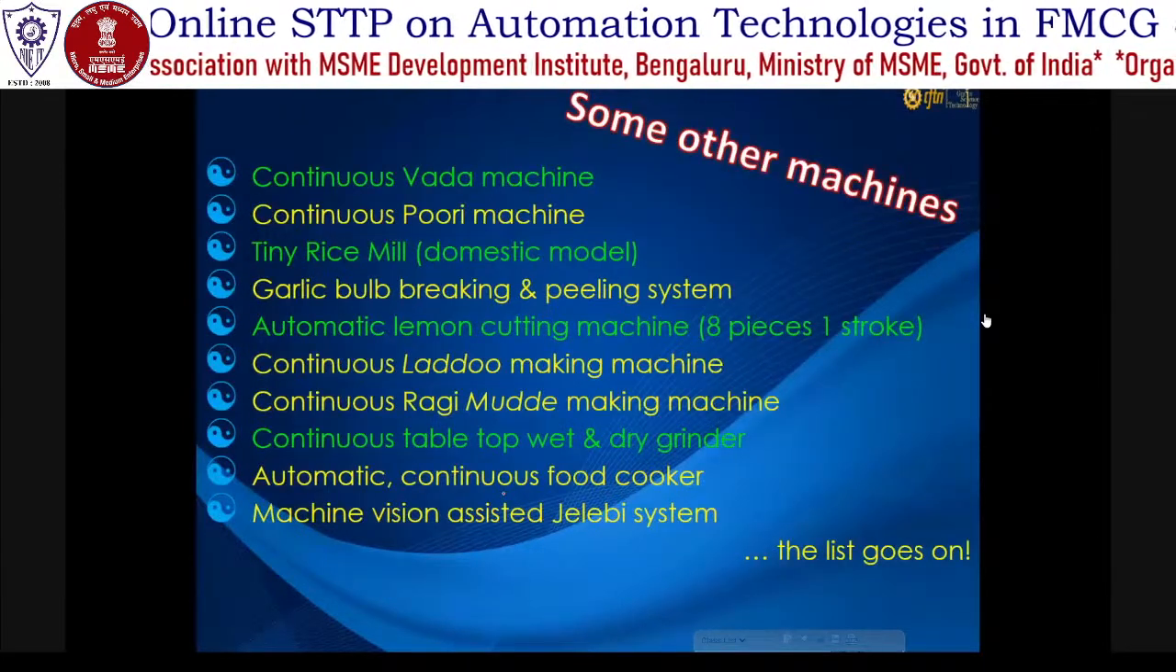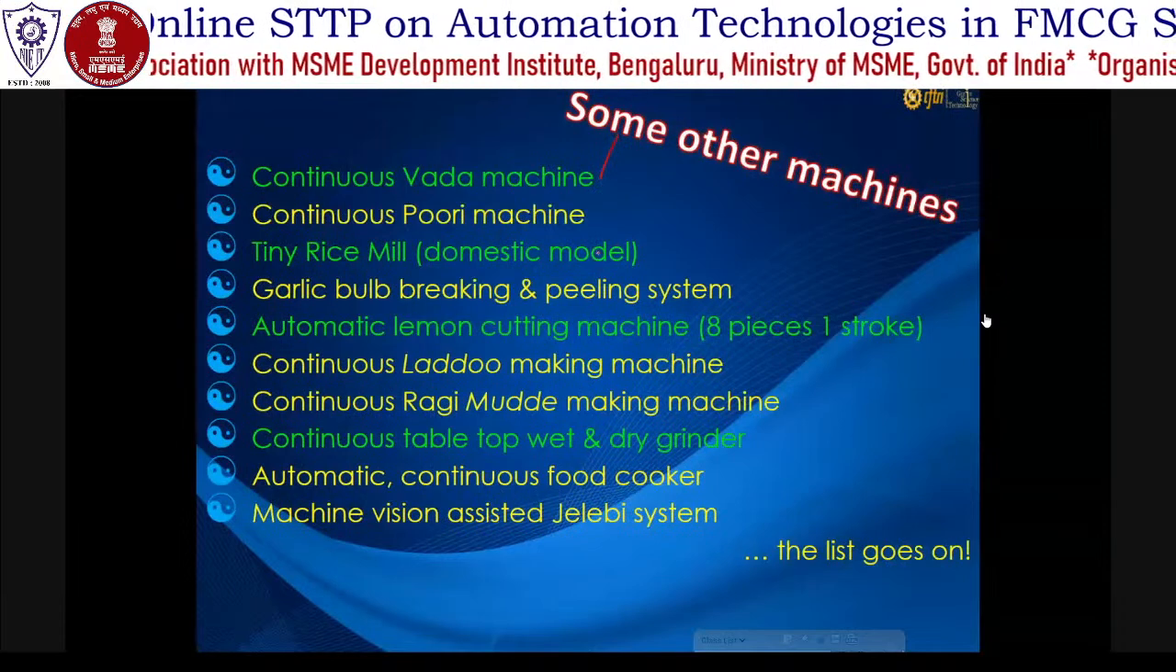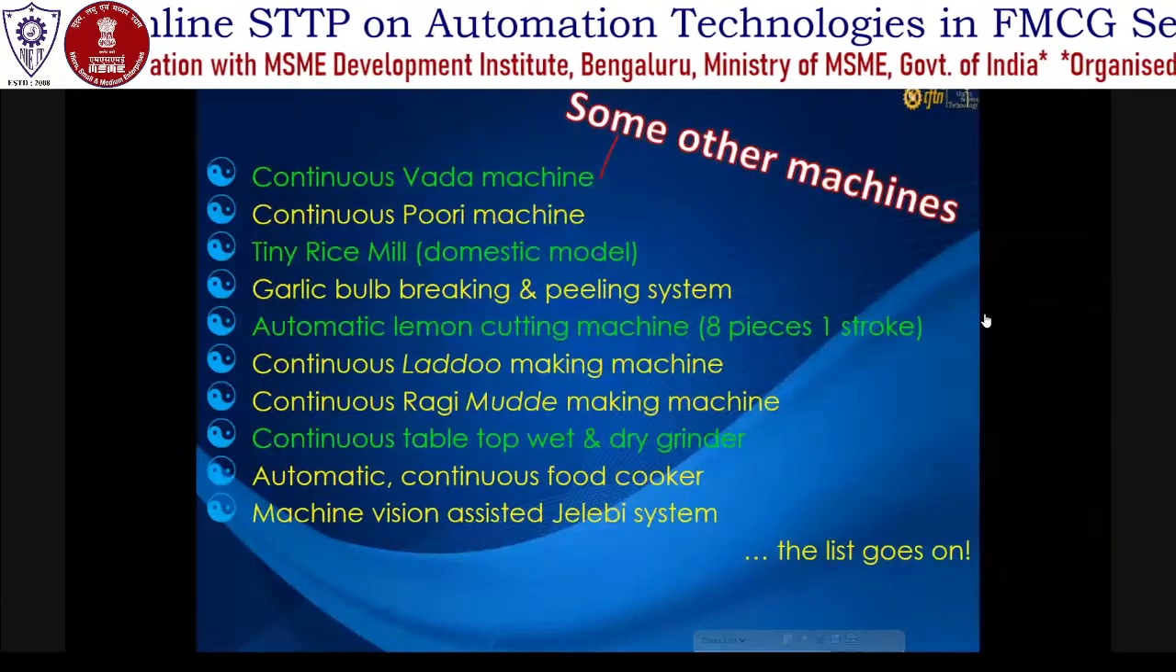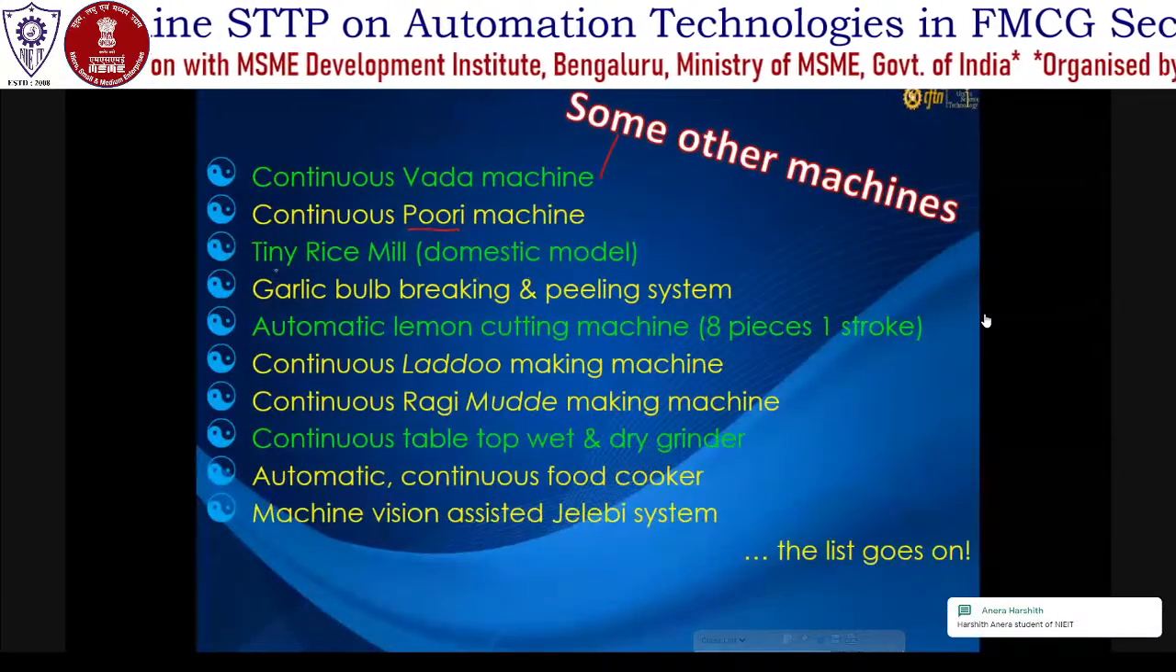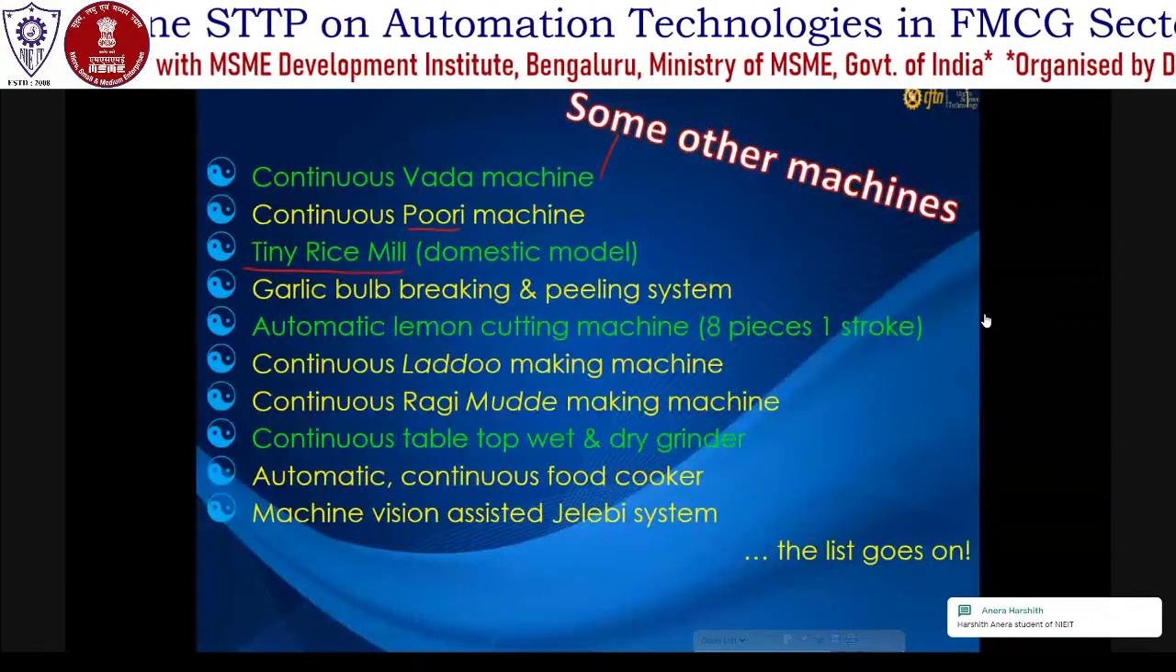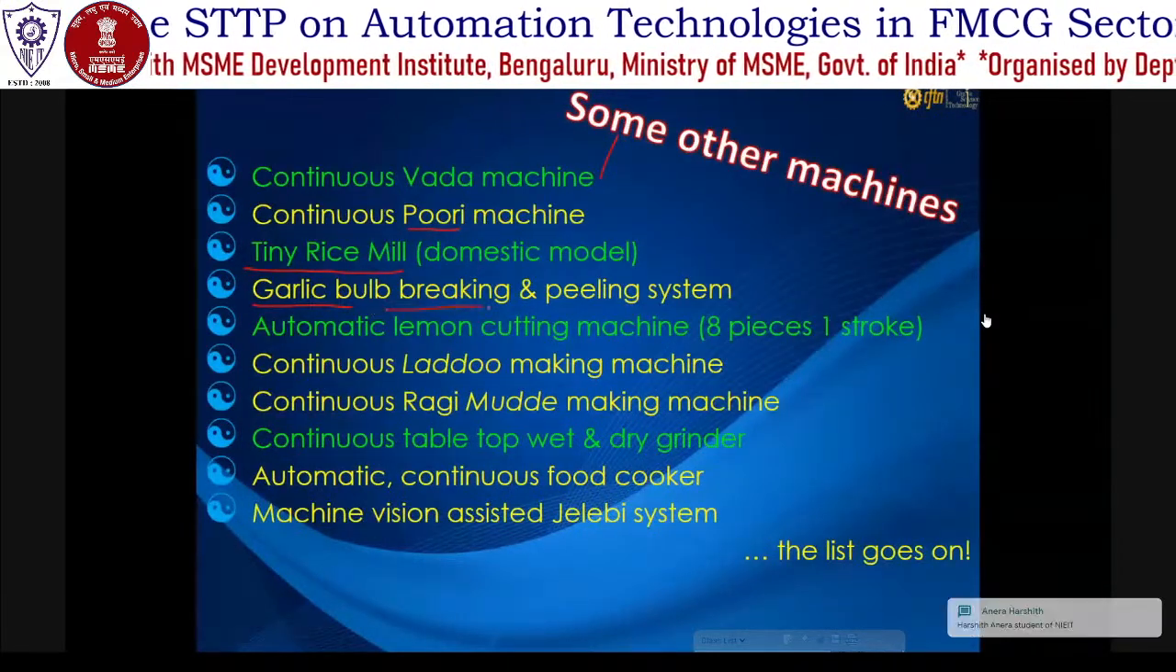Other machines that I can talk about, a continuous vada making machine with the hole, okay? A continuous puri making machine. I mentioned about the tiny rice mill. We have also developed a garlic bulb breaking and peeling system.